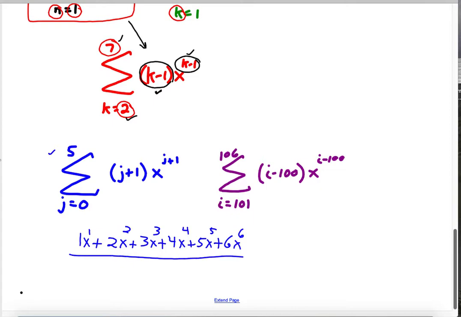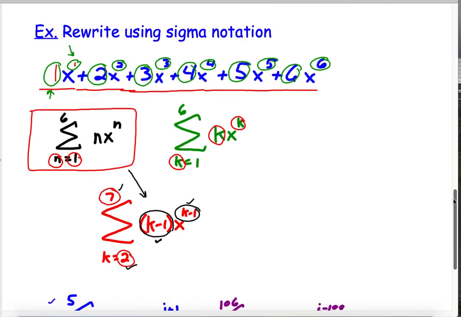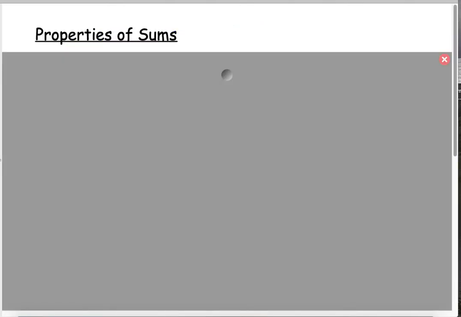And if you notice the purple one, that also will work. You start at 101, this evaluates then to 1x to the first power. When you check the last one, 106, this evaluates to 6x to the sixth power. So there's an infinite number of ways you can write a sigma for a particular series. So when you have a problem that says rewrite using sigma, go with the simplest one. Don't make it more complicated than it needs to be.